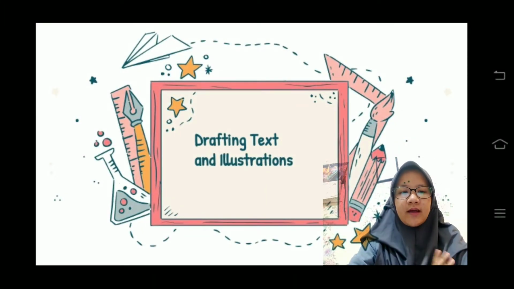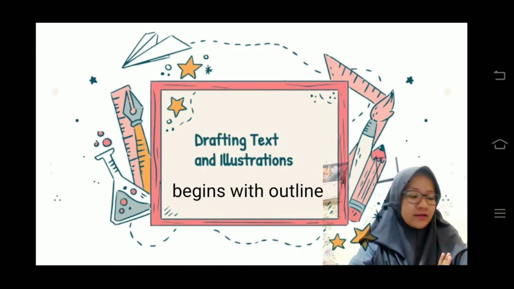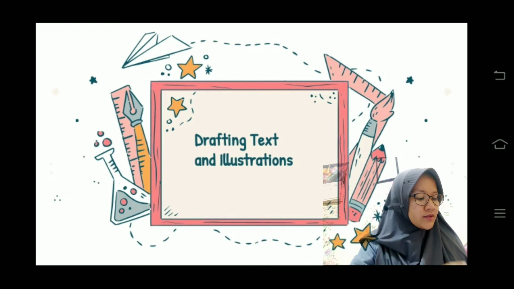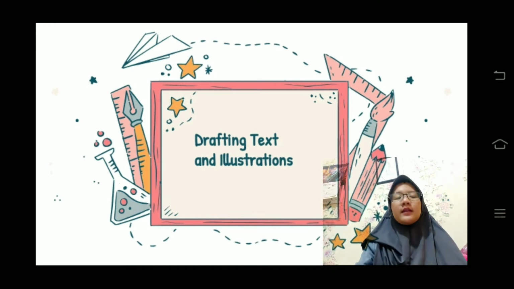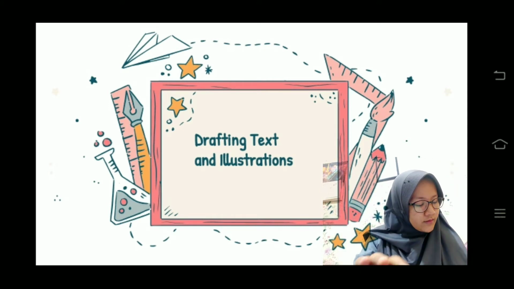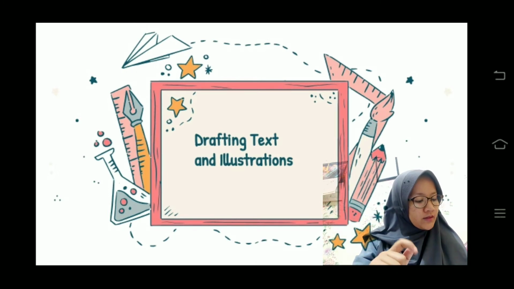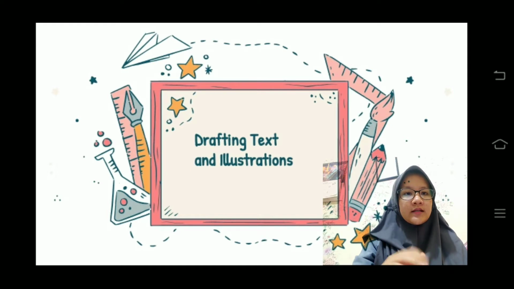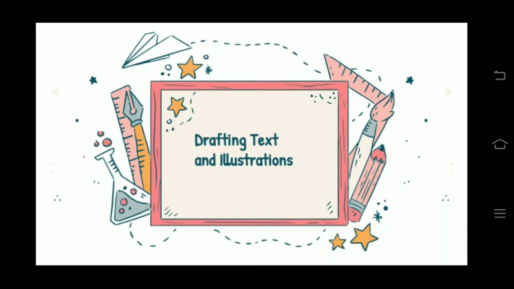Well, the first step is drafting text and illustration. This step is where the writing begins. The draft should begin with an outline, which the designer will have made during the previous step of the instructional design process. This outline of the material to be written will be in the form of extended instructional events.